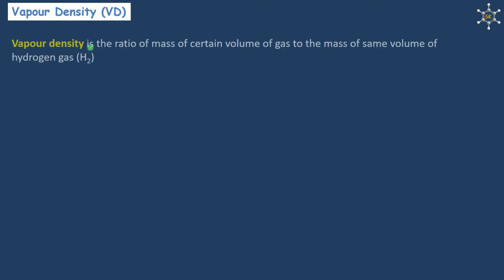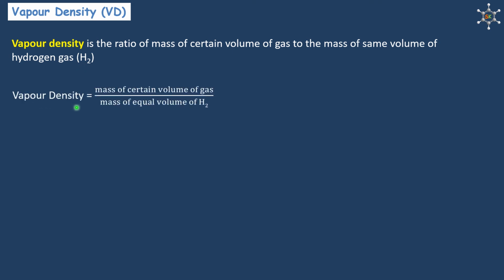Vapor density. Abbreviation for vapor density is VD. Vapor density is the ratio of mass of certain volume of the gas to the mass of same volume of hydrogen gas.